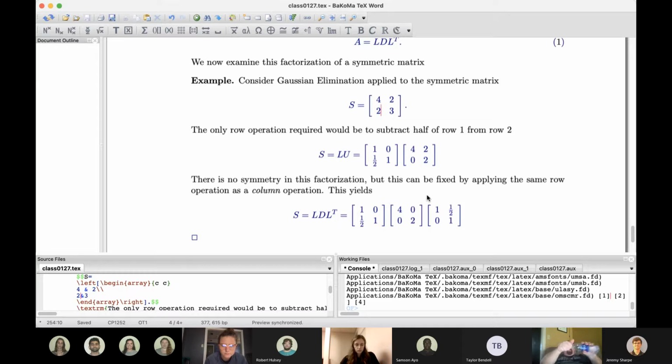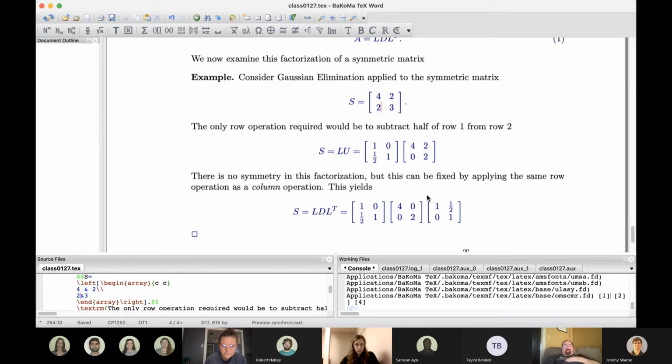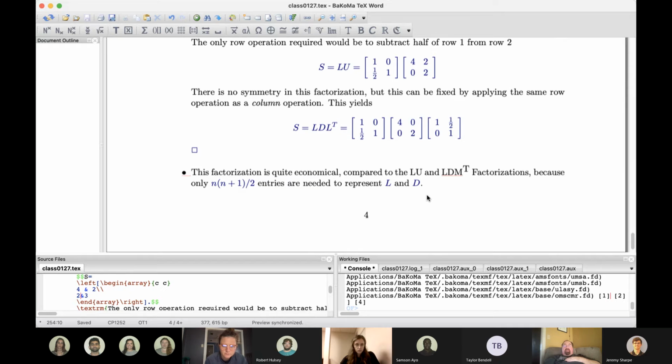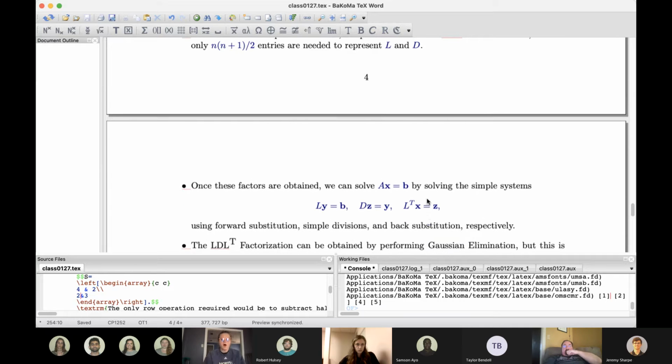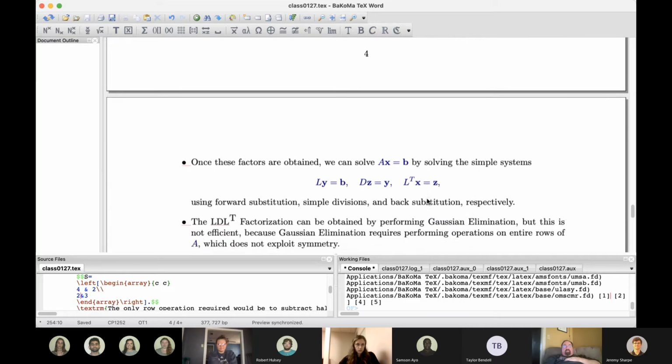So that is one way to get the LDLT factorization, but it's not really the most efficient. But there is another way that I can discuss in a little bit.